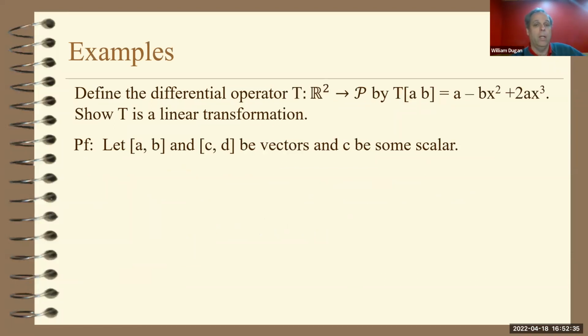I'll do one more. So then, don't define the differential operator, just define an operator, T, that goes from R2 to the set of all polynomials. And it will take the vector (a, b) and map it to the polynomial a minus bx squared plus 2ax cubed. Notice that the range of this operator is not the set of all polynomials, but that's okay. We don't care. It's just a mapping. I'm going to show you that this thing is a linear transformation.